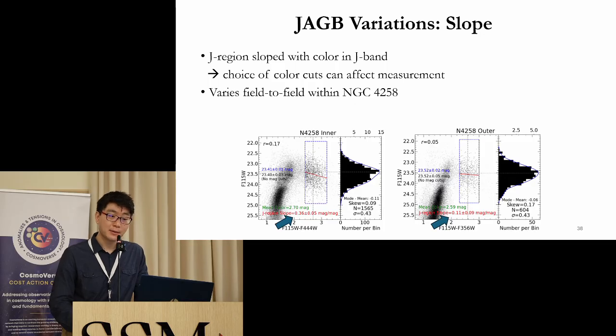In the same galaxy, but a different field, there is still also a slope that has non-negligible significance, but the slopes are actually quite inconsistent with each other. And so this is something that we actually do try to incorporate into our systematic uncertainty via these measurement variants and these different choices in color ranges.